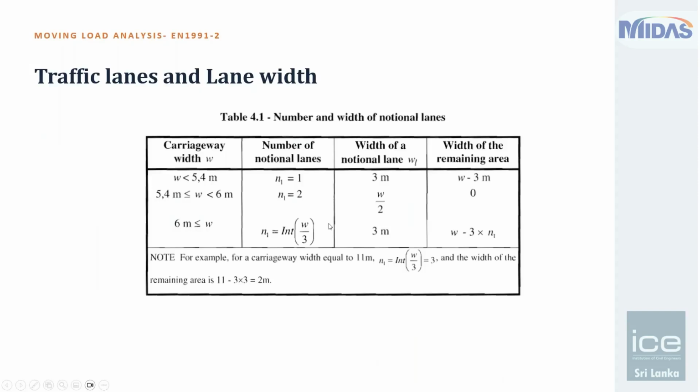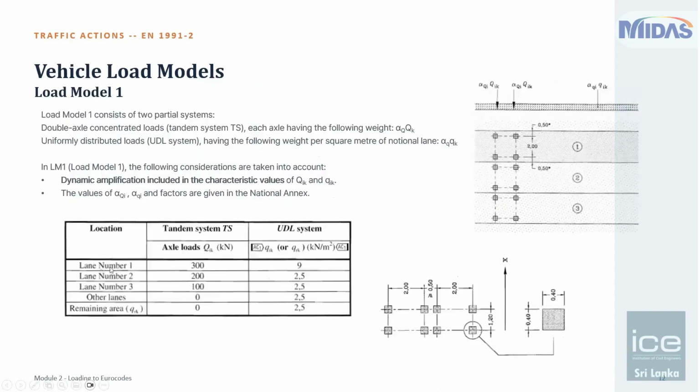In this particular case, we have a 10.9 clear carriageway width divided by 3. So we should be getting 3 lanes in our case. Whatever is in excess goes to the remaining area. When we looked at the lane definitions, we saw that we can have a total of 3 lanes, because 10.9 divided by 3 is 3.63. So we use the integer value, which in our case is just 3. So we have 3 lanes, and whatever is remaining goes into the remaining area. So 10.9 minus 3 times 3 is 1.9 meters of remaining area. So 1.9 meters will be loaded by 2.5 kilonewton per meter square, and the rest of the lanes would be loaded by the tandem system as well as the UDL load systems from load model 1.